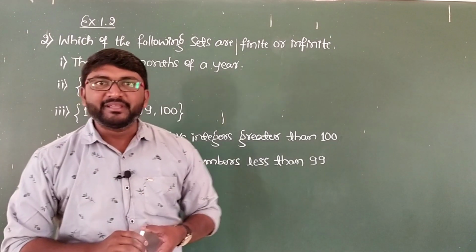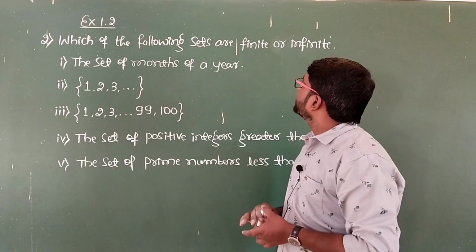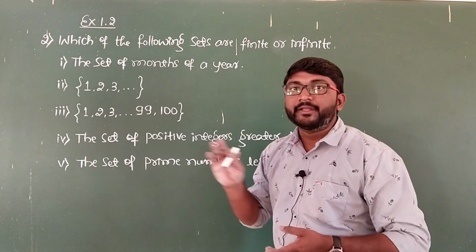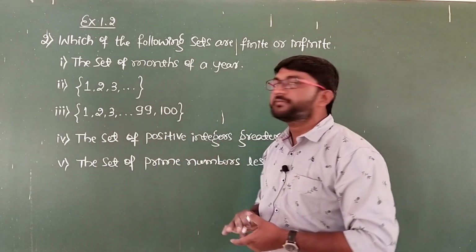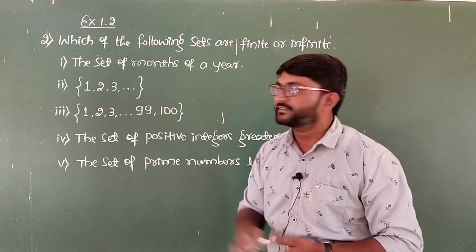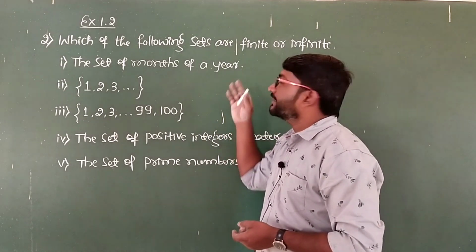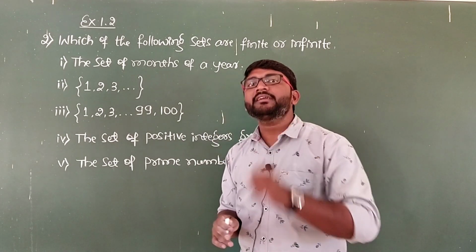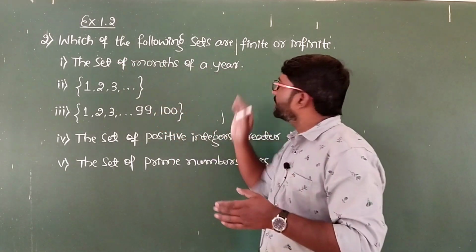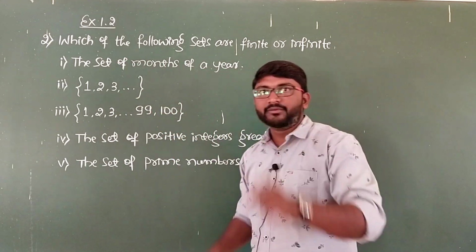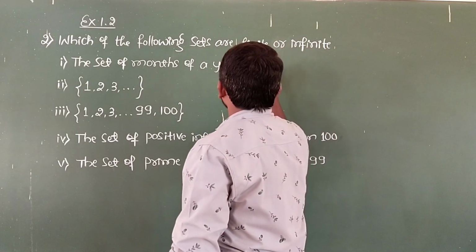Well, the second main question of exercise 1.2 is: which of the following sets are finite or infinite? In this we have 5 sub questions. So let us check which is finite and which is infinite set. Roman number 1, it is the set of months of a year. In a year, you will be having 12 months. That means it is countable. This set is going to have a countable number of elements, and then it is a finite set.